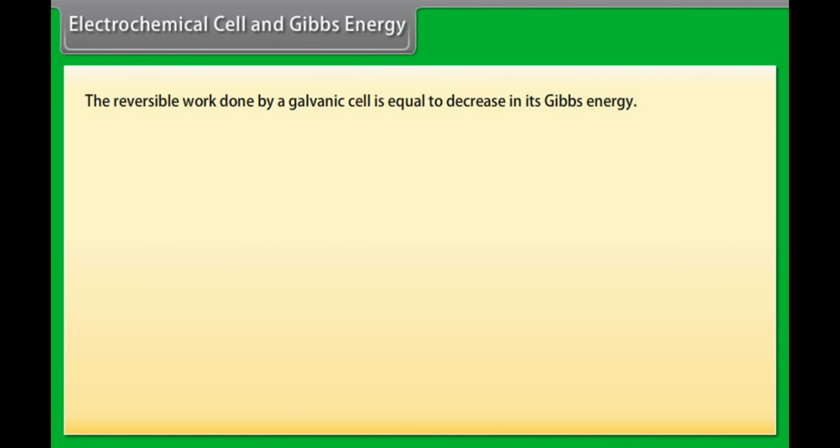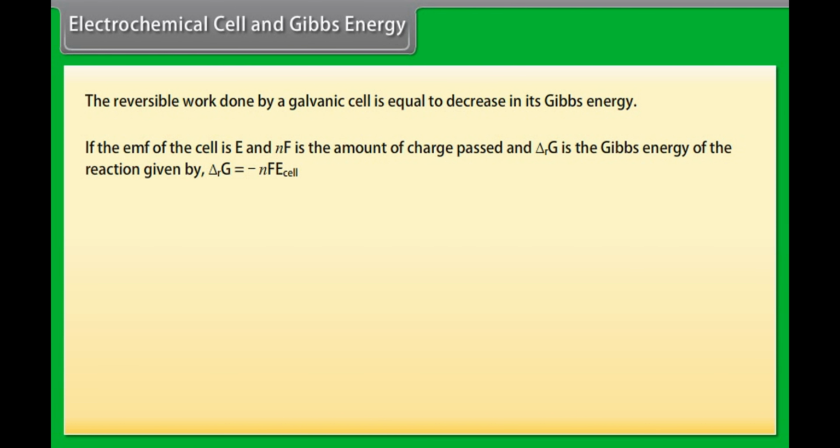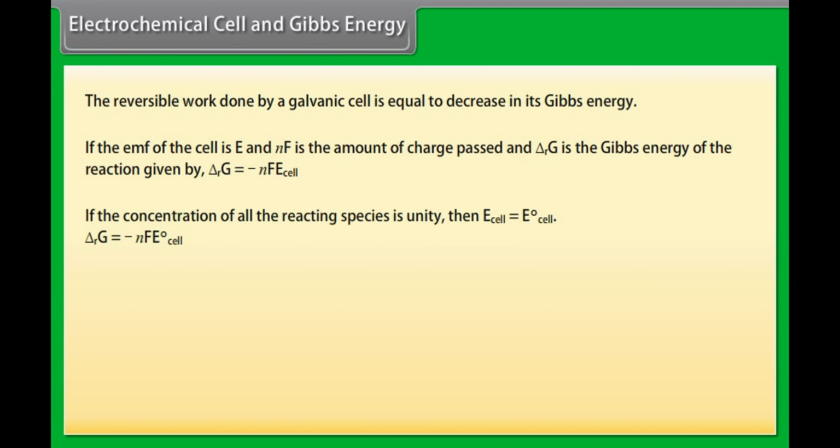Electrochemical cell and Gibbs energy. The reversible work done by a galvanic cell is equal to the decrease in its Gibbs energy. If the EMF of the cell is E and nF is the amount of charge passed, and ΔrG is the Gibbs energy of the reaction, it is given by ΔrG is equal to minus nF Ecell. If the concentration of all the reacting species is unity, then Ecell is equal to E°cell. ΔrG° is equal to minus nF E°cell.